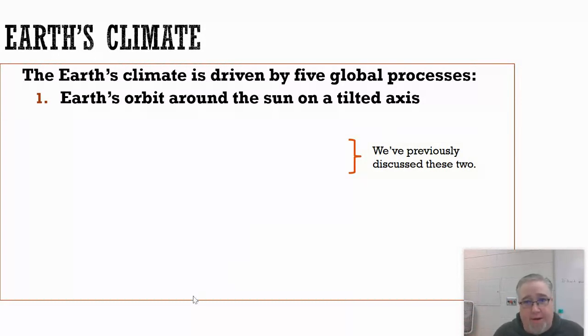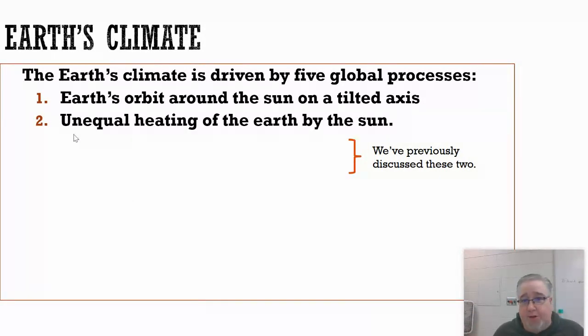I'll show you that more in the next couple of slides. Number two, unequal heating of the Earth by the sun. I think we were probably all aware that depending on where you're standing on the planet, you're either getting more direct sunlight or less. So not every area of the Earth is heated the same way. Some areas receive less heat, some areas receive more heat. Again, I'll show you that more in a couple slides as well.